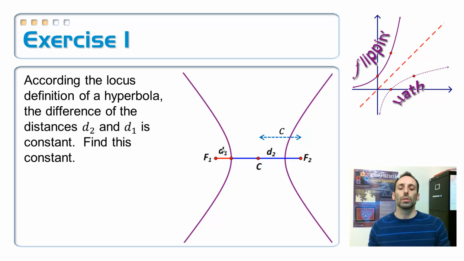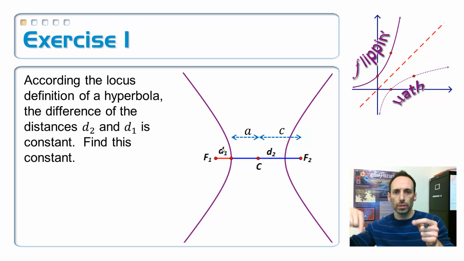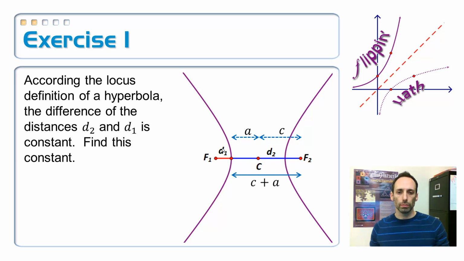Would you also agree that the distance from point C to the left vertex, where I can see that d1 is resting right there, has got to be a? I'm going from the center to the vertex, so that length is a. That means in this picture, d2, the whole blue segment there, has got to be equal to a plus c. Does it make sense? a plus c, c plus a, that's the same thing.